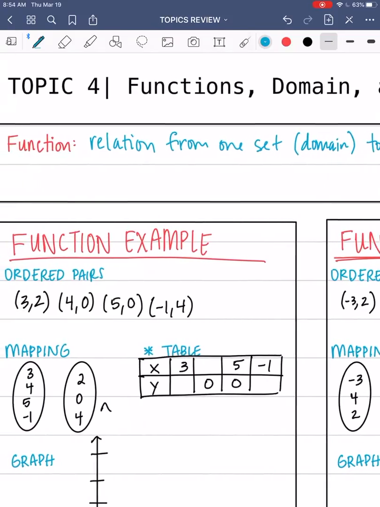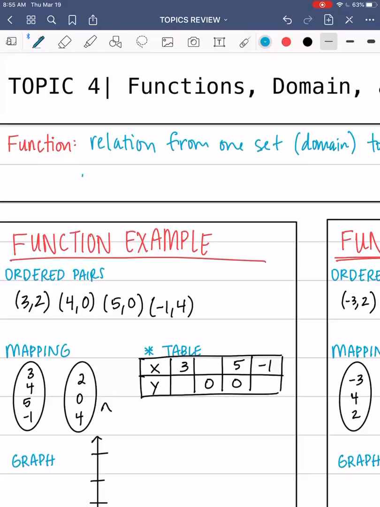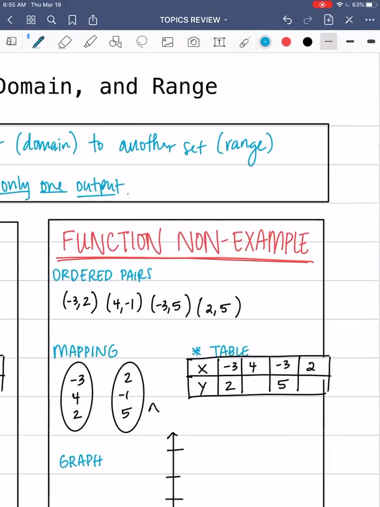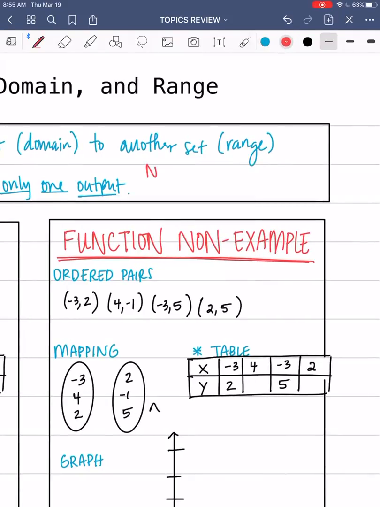And there's one more rule. Each input, so things from the domain, can be assigned to only one output. Only one output. Sometimes I think of that rule as no cheating x's.